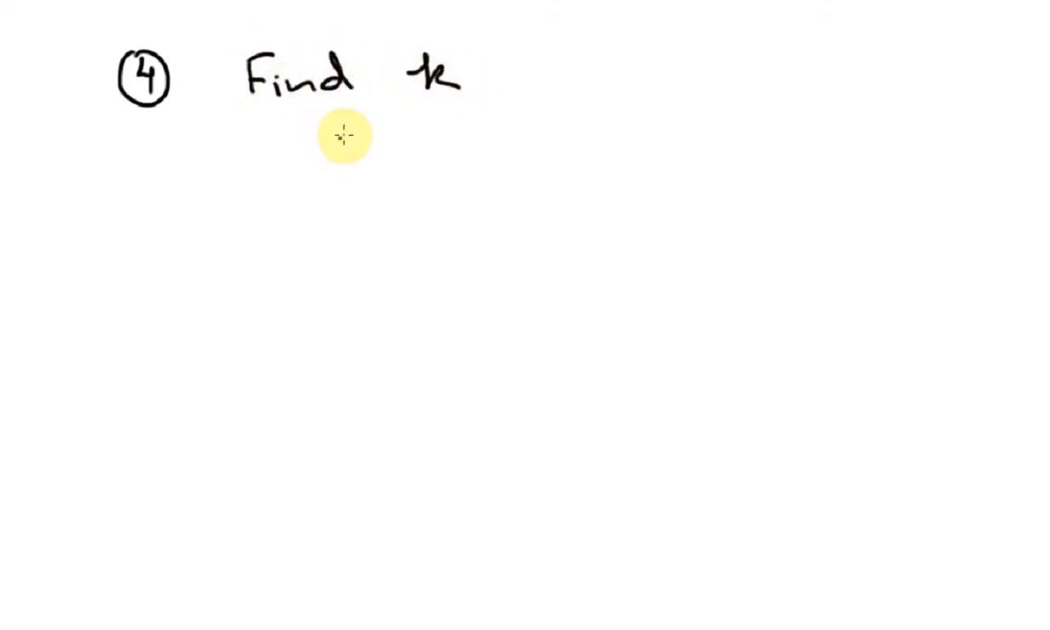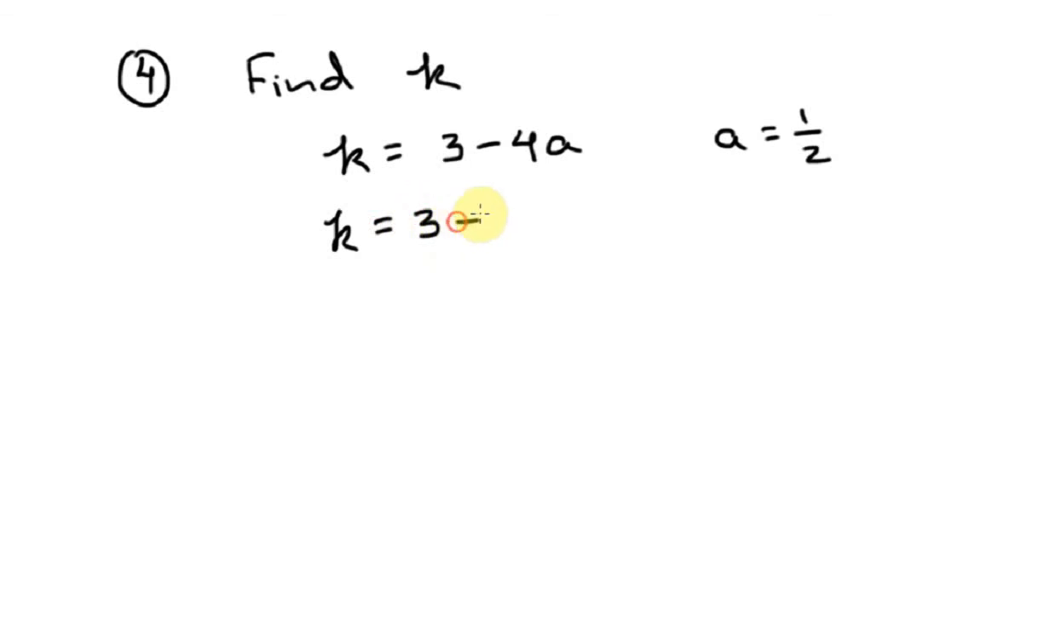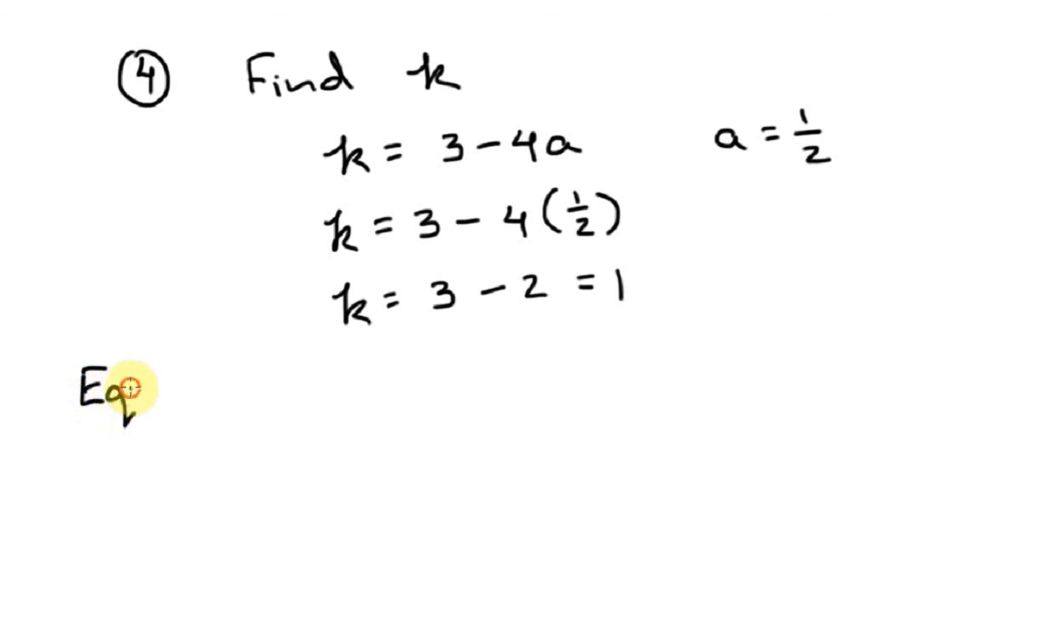Now we know that k equals 3 minus 4a. Then we also just figured out that a is 1/2. So k must therefore equal 3 minus 4 times 1/2. So that means k is equal to 3 minus 2, or 1. So finally, I can put it all together, and so here is my final equation.